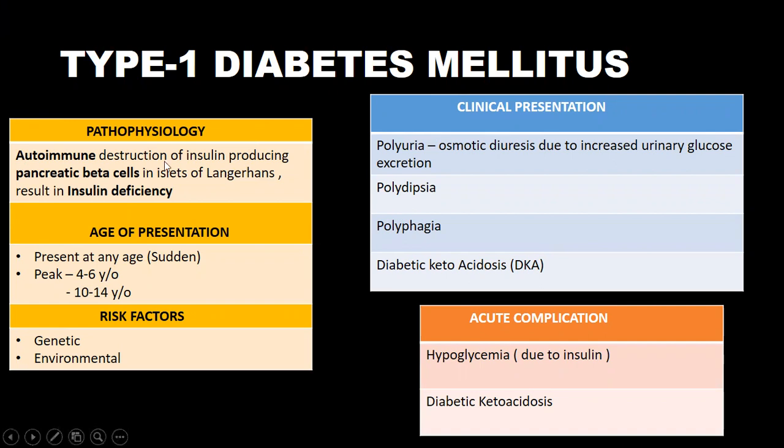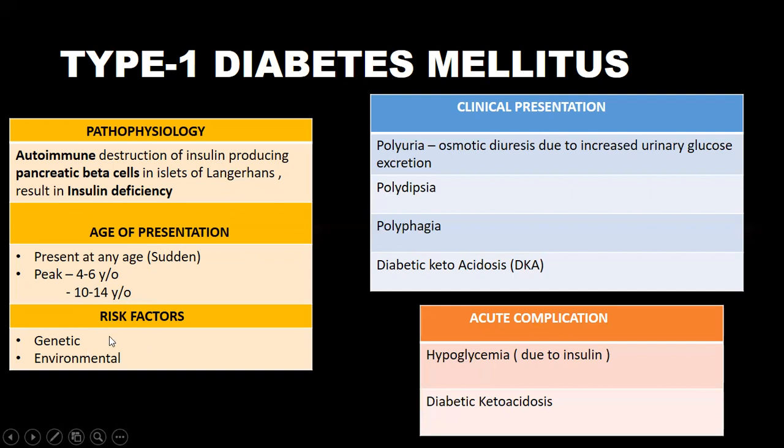So there is autoimmune destruction of insulin-producing cells. Which cells produce insulin? Beta cells. And where are beta cells present? In the pancreas, in the islets of Langerhans, and this causes insulin deficiency. The onset, as I already said, is sudden and appears early, like 4 to 6 years old or 10 to 14 years old, when we start getting symptoms of type 1 diabetes.